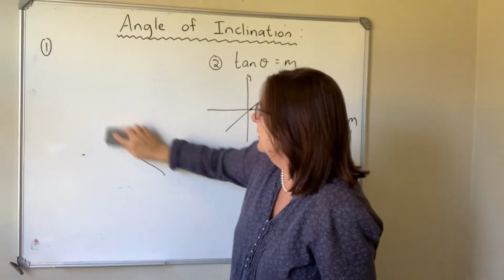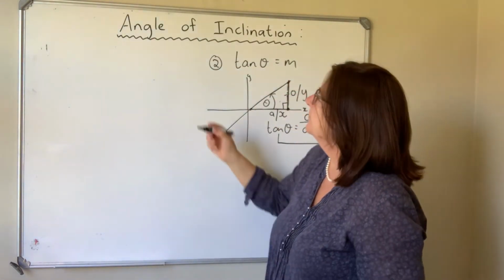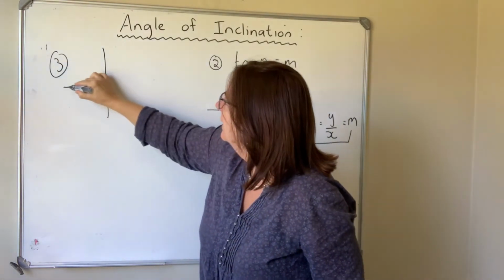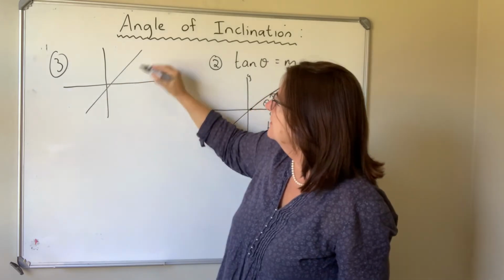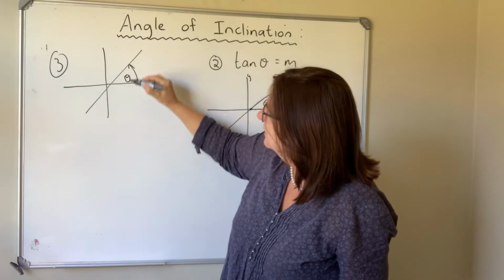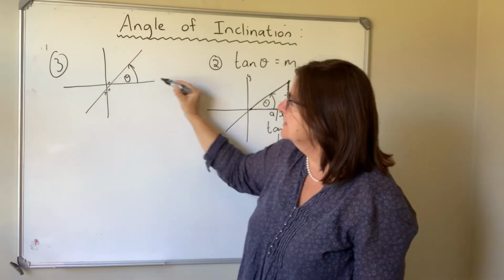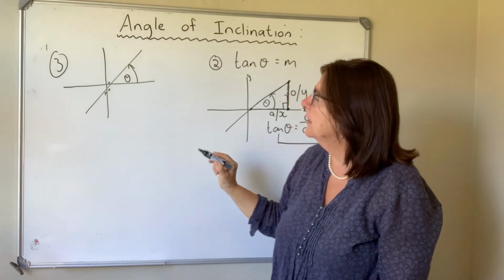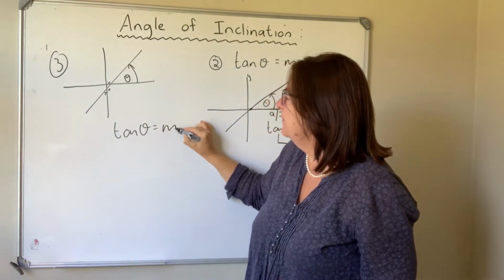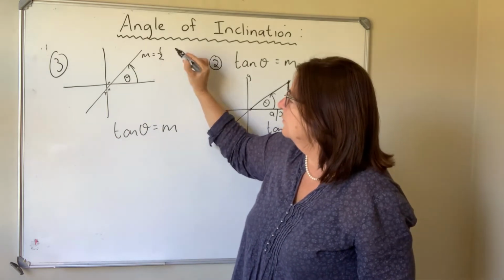Now let's look at how we actually physically find the angle. We now know that the angle of inclination is the angle from the horizontal going around. So now the next little point is, what if I've got my straight line? There's my angle of inclination. It's not there, it's not there, it's not there. It's from the x-axis going around. So we've got our formula, tan of theta equals m. Let's say, for argument's sake, that the gradient of that line is a half.